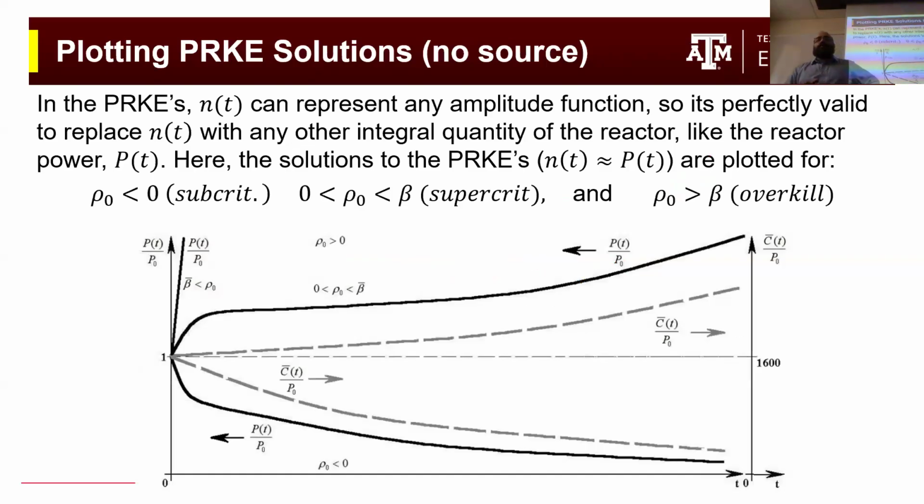So this is a plot of what those point reactor kinetics solutions would look like for a reactor with no source. When we write the point kinetics equations, we use n of t as one of the variables. What you'll see when you do the more detailed point kinetics derivation on homework 5 is that n of t can actually represent any amplitude function.